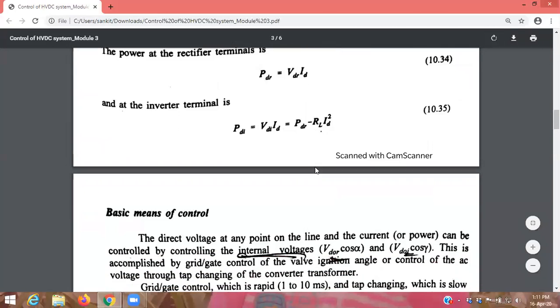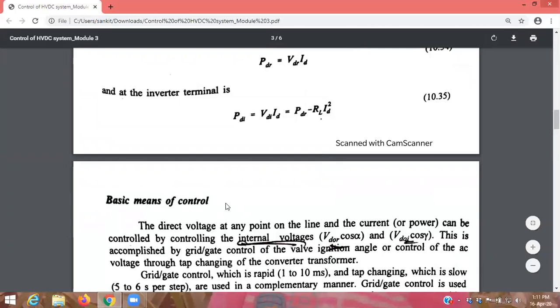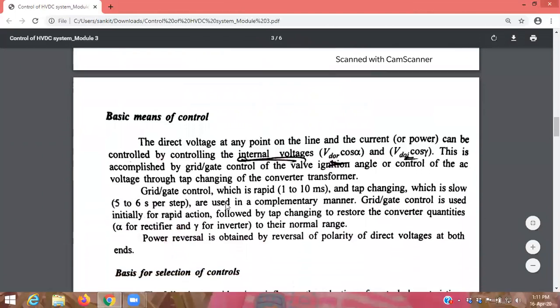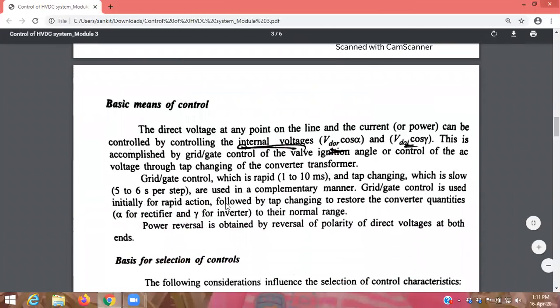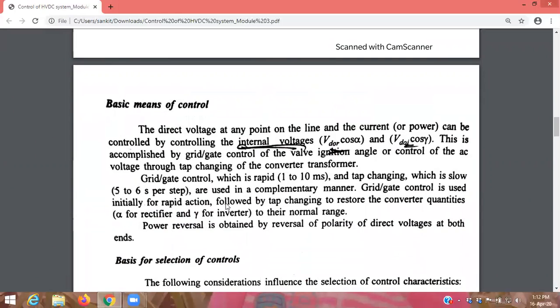Now here we will see the basic means of control. The direct voltage at any point on the line and the current, as I have said, can be changed either by changing VD0R or by changing this alpha. Similarly here, either VD0I or this gamma. And again, as I have said, this gate control or firing pulse control is faster compared to the tap changing setting.